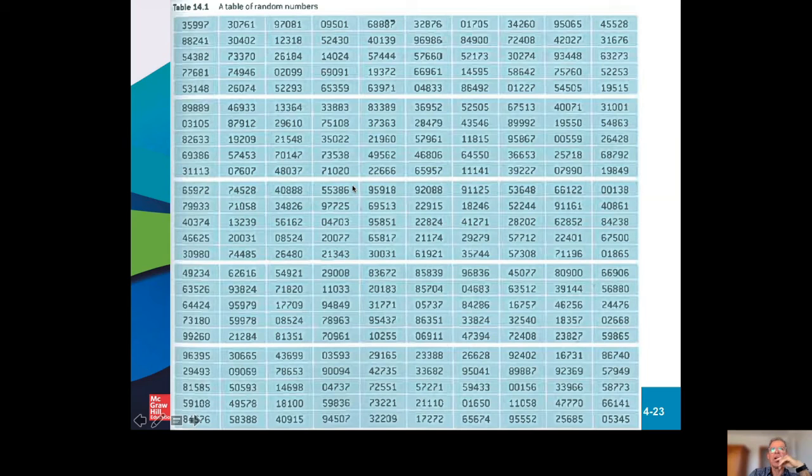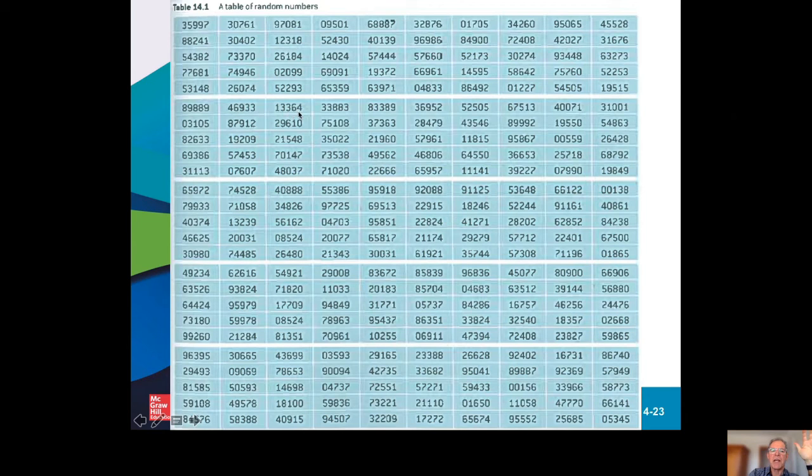Imagine I want to find 50 customers, and my customer numbers are between 0 and 999. So I've got three digits I'm looking at. And the idea is there are no rules.